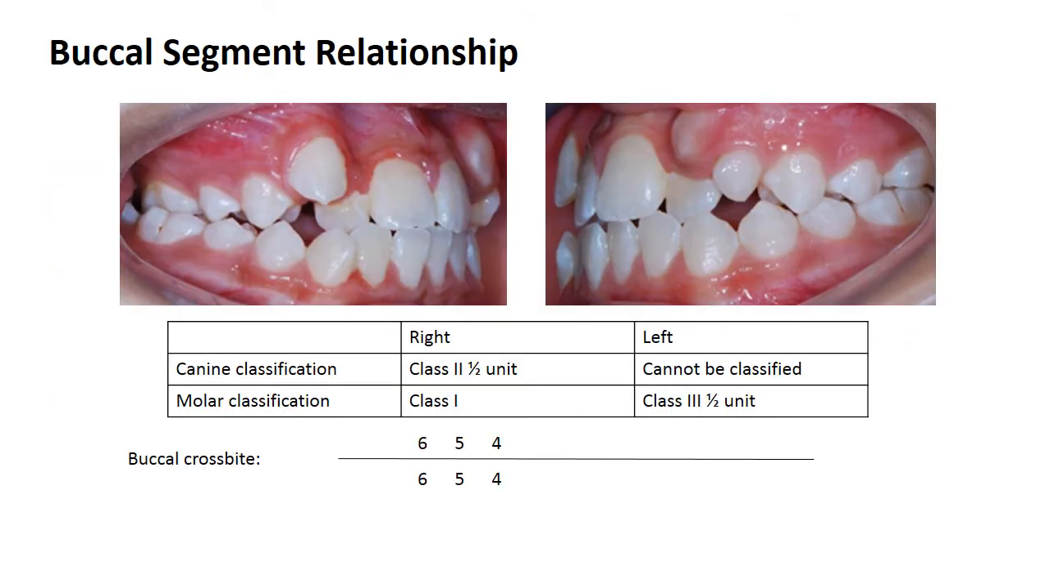So this is the buccal segment relationship. On the right side, the canine classification is class 2 half unit, and the molar classification is class 1. And then for the left side, the canine classification cannot be classified because tooth 23 is not fully erupted yet. And the molar classification is class 3 half unit. The patient also presented with a unilateral buccal crossbite on the right side, which involves 14, 15, 16, 44, 45, and 46.